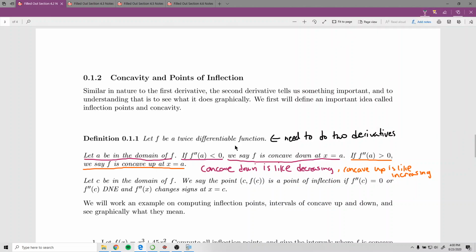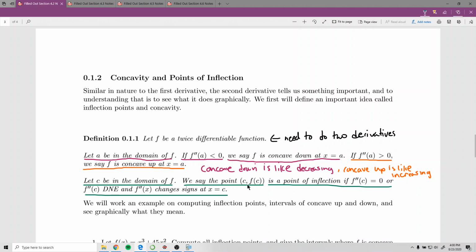All right, so what a point of inflection is, like I said, is sort of similar to a critical value. It's also sort of similar to a maximum or minimum. It says let c be in the domain of f. We say that the point c, f of c, that x, y coordinate pair on the graph of f, is a point of inflection if the second derivative is 0 or does not exist, and the second derivative changes signs at x equals c.